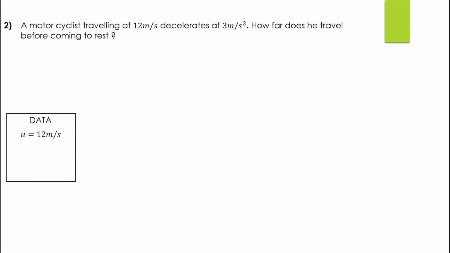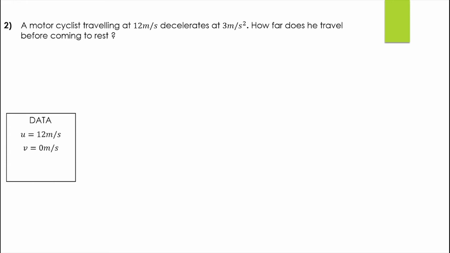Now, what is our final velocity? Well, our final velocity is just the velocity at the end of this journey. If you look, we've been asked to find how far it travels before coming to rest. This statement, coming to rest, tells us that the body will come to 0 speed. Hence, our final velocity will be 0.